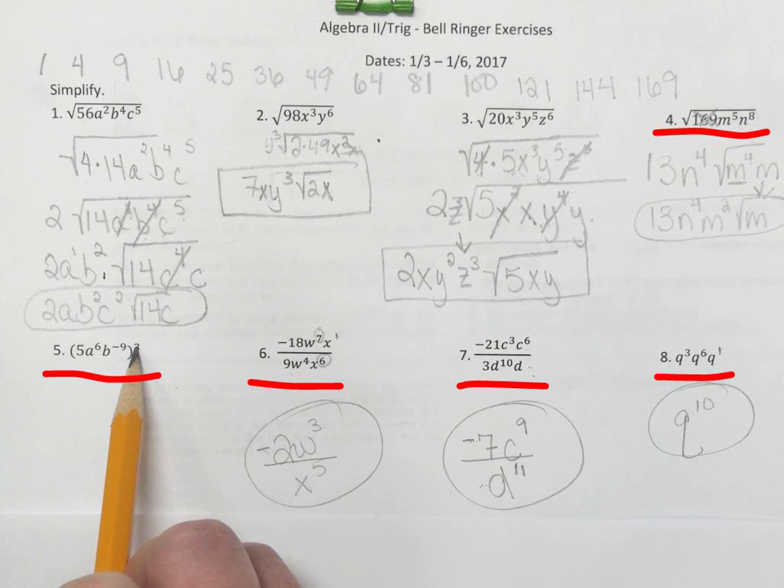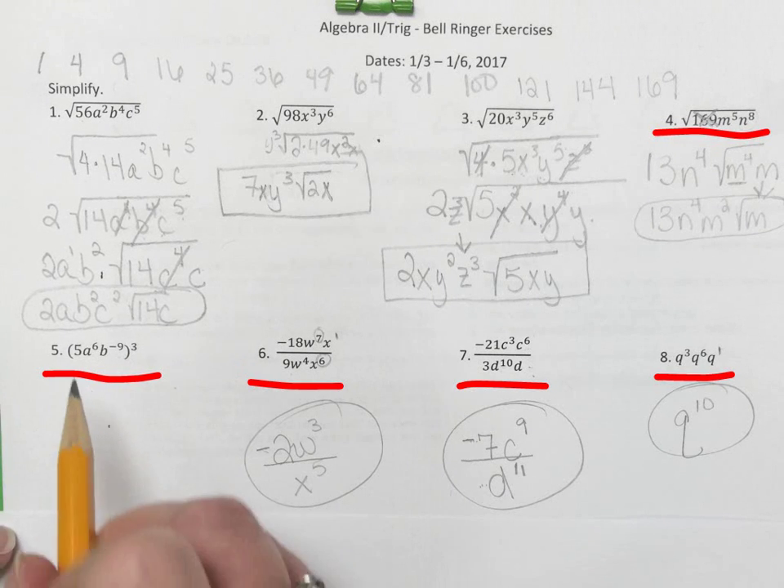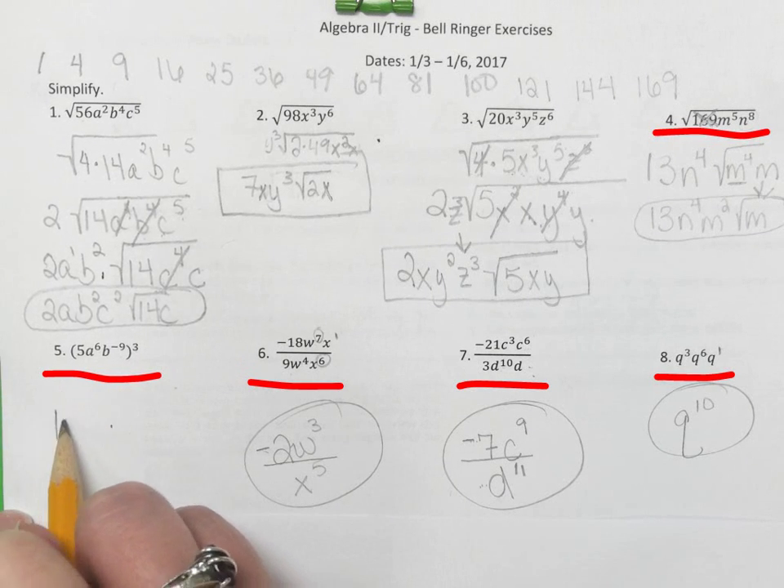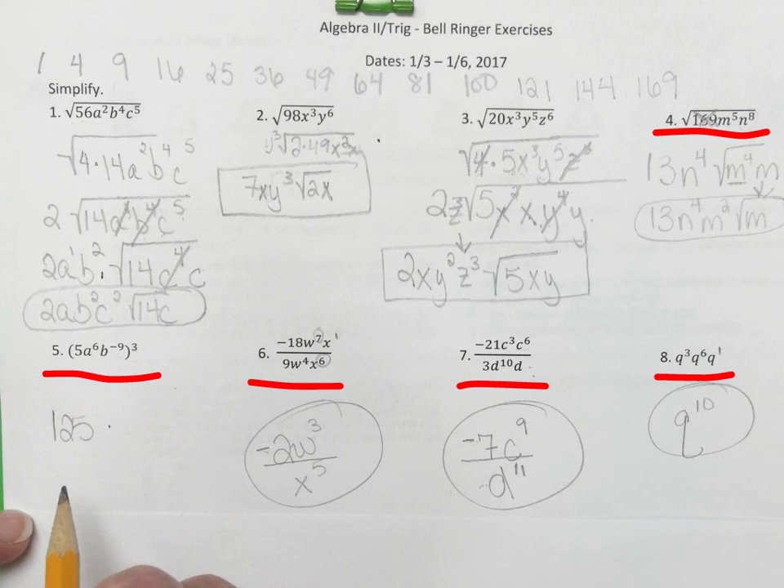All right, 5 to the 3rd. That's 5 times 5 times 5. How much is that? 125.